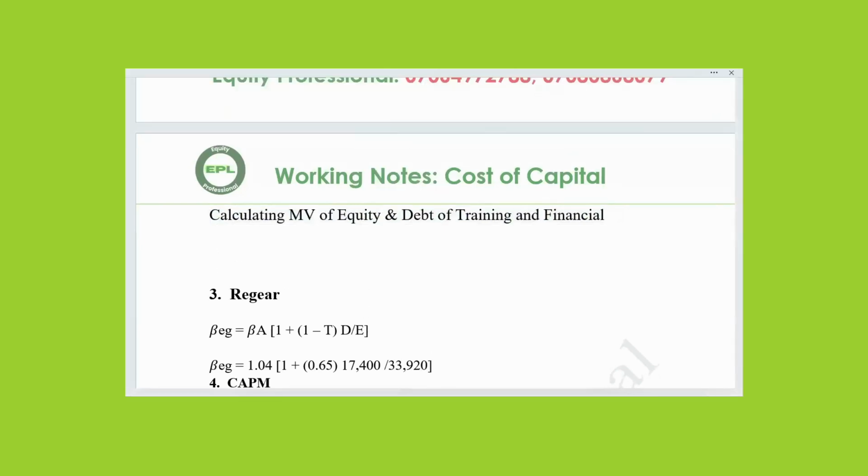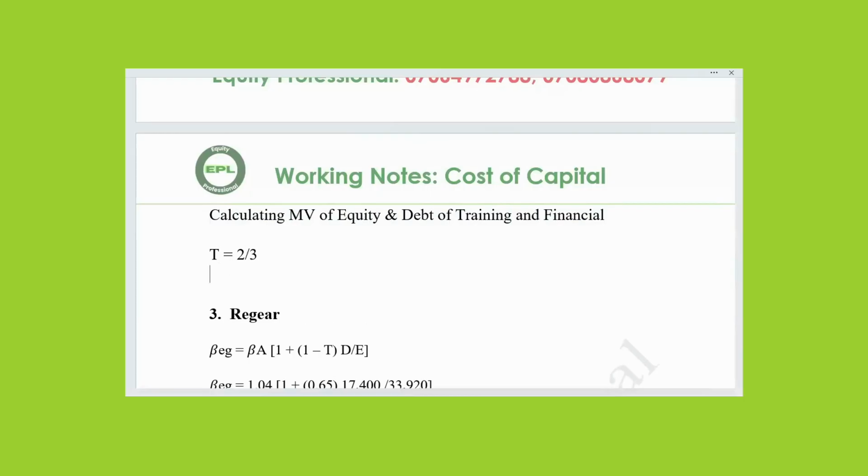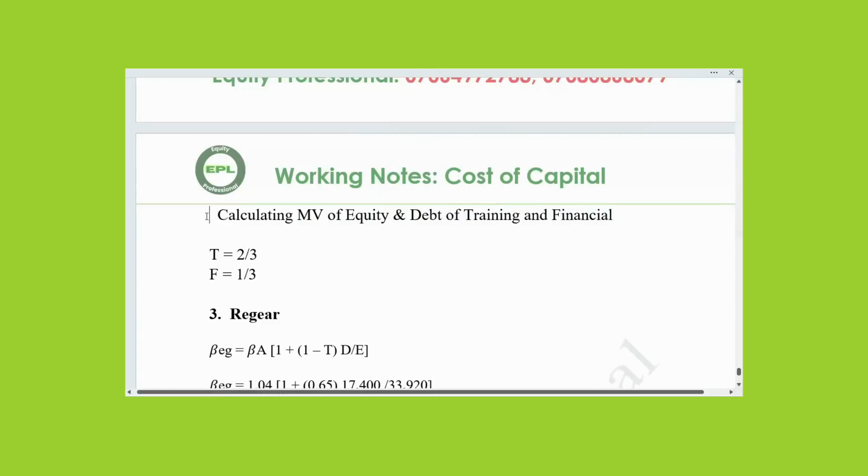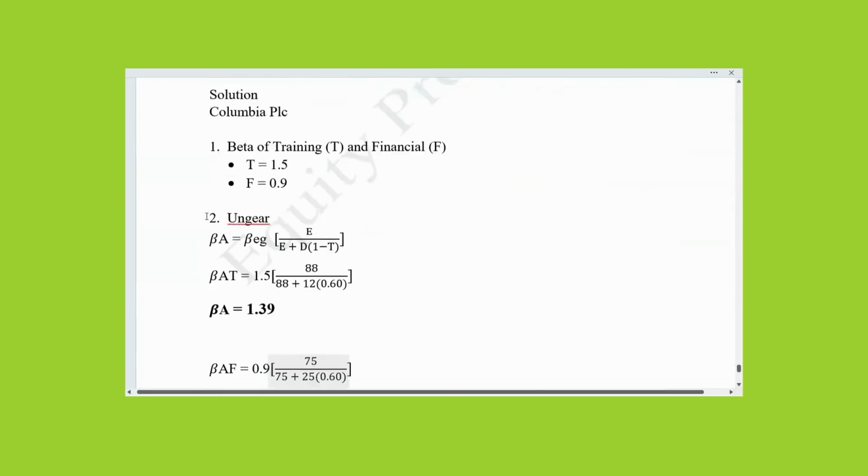So in this case, according to the question, the examiner told you that training service accounts for 2/3 of the company's total market value. So it means that financial service will account for 1/3. So no need for you to go and be calculating market value again. In fact, you don't even have information to calculate the market value. All right, so this is step number 3.